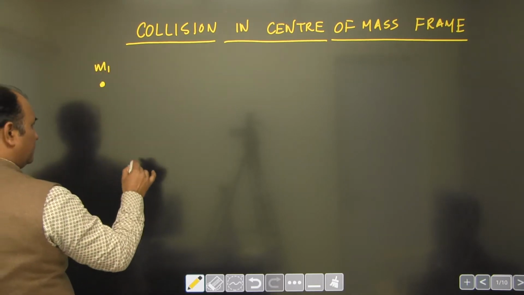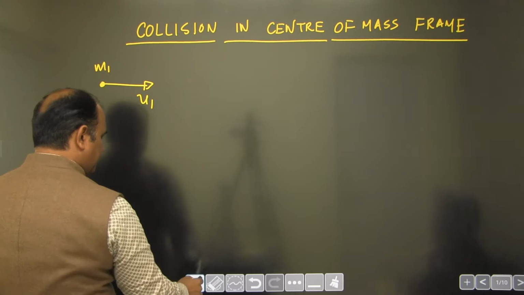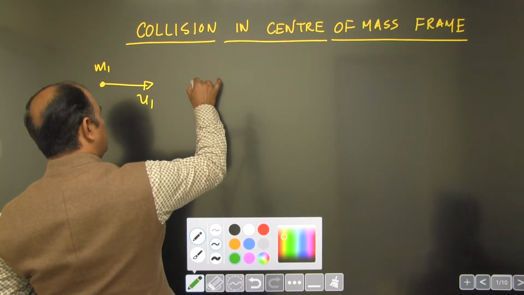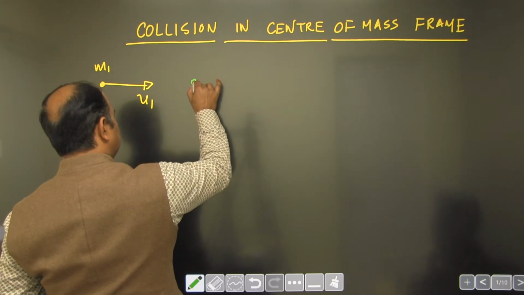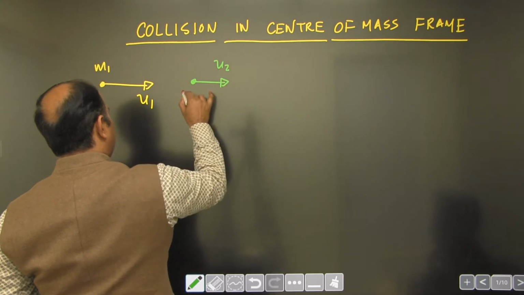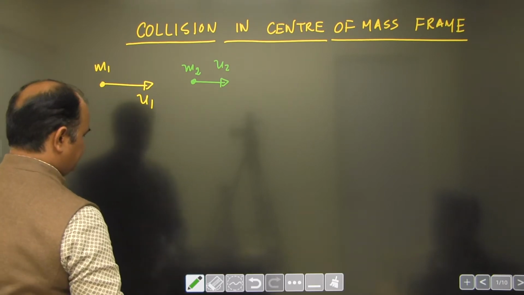m1 is moving towards right, let's say with speed u1, and the other particle is of mass m2, let's denote it with a green ball, and it's moving towards right with a velocity u2. Suppose we have two particles.